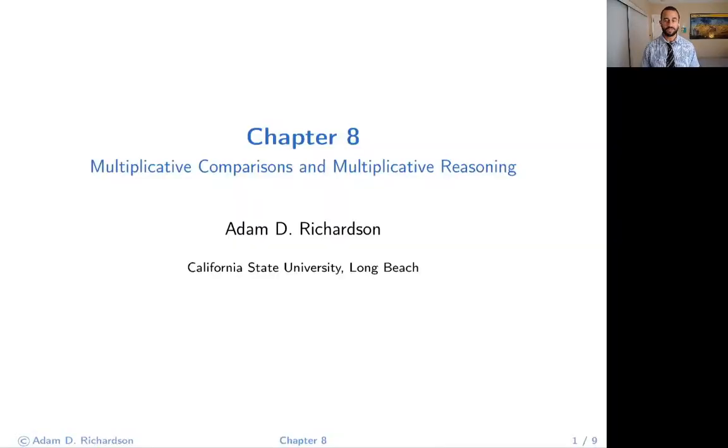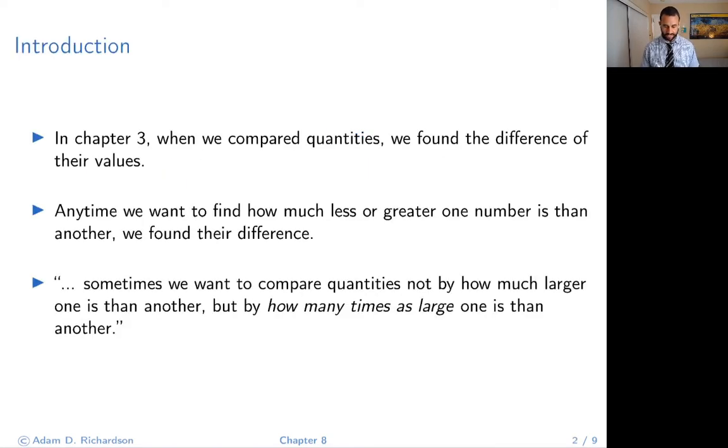All right, so this chapter is all about multiplicative comparisons and multiplicative reasoning. And let's start with this. In chapter 3, when we were comparing things, quantities, we found the difference of their values, right? That's how we were comparing things, which one was larger. Anytime we want to find how much less or greater one number is than another, we found their difference.